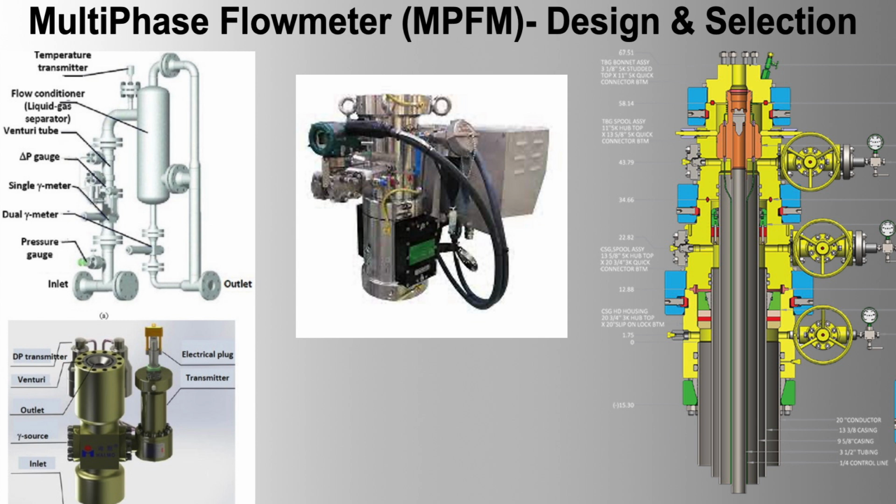Advantages at the central facility level. 1. Centralized data integration. Aggregated monitoring. Integrating data from all MPFMs at the central facility allows for comprehensive monitoring of the entire field's production. Holistic view. Provides a holistic view of field performance, facilitating better decision-making and field management.